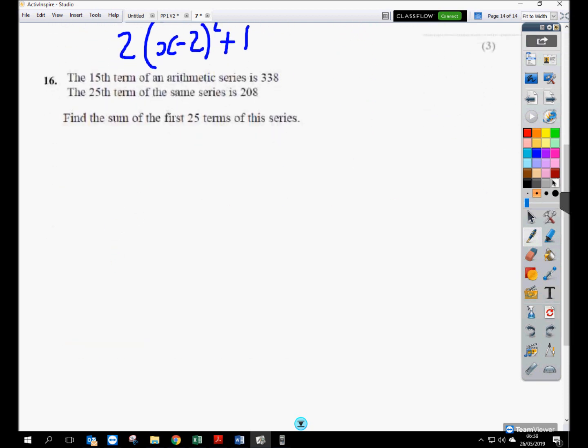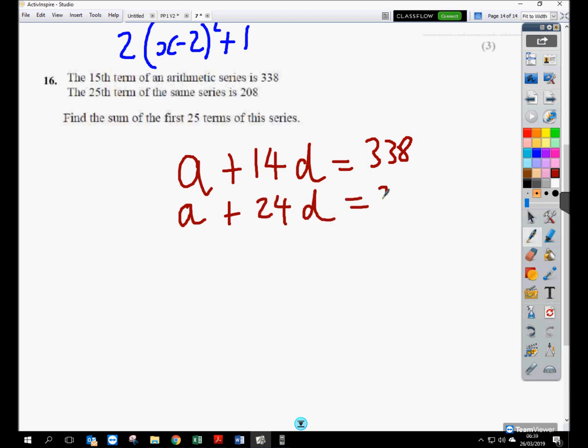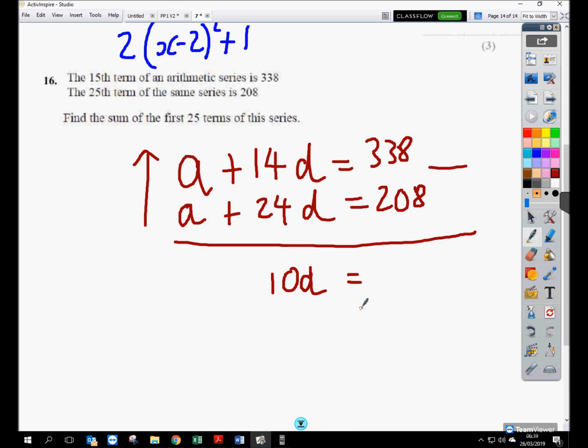Okay, next question. So the 15th term of an arithmetic series. So what we need to do here, as soon as we see 15th term, we write down a plus 14d equals 338. And then for the next one, a plus 24d is equal to 208. Then we need to work out a and d. So simultaneous equations. If we subtract here, okay, I'm going to read it in this direction. So try to avoid some negatives here. a take away a, bye-bye. 24d minus 14d is 10d. And 208 minus 338 is negative 130. That means d is equal to negative 130 over 10, which is negative 13.